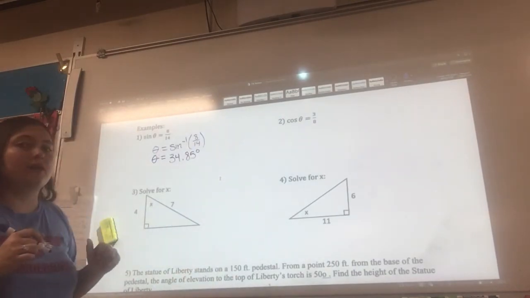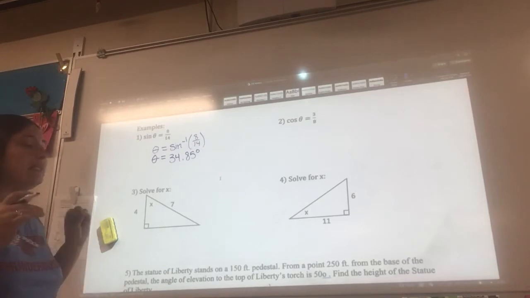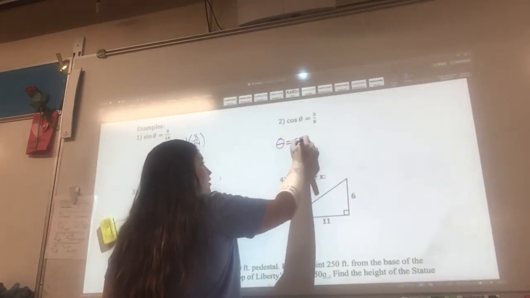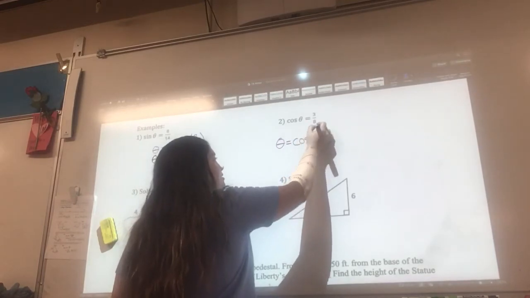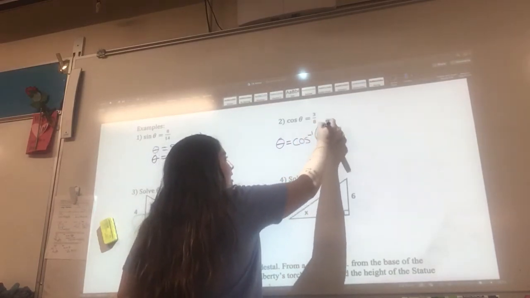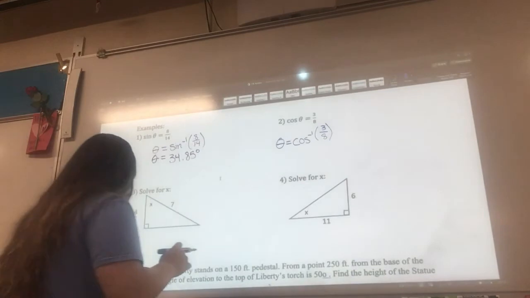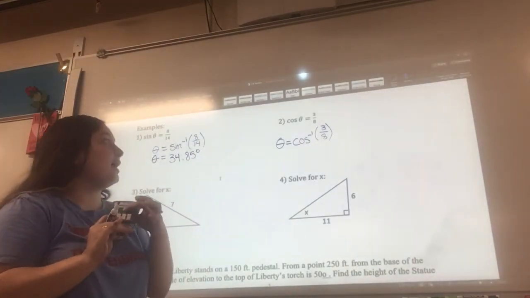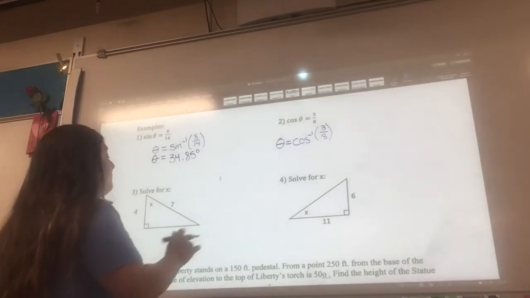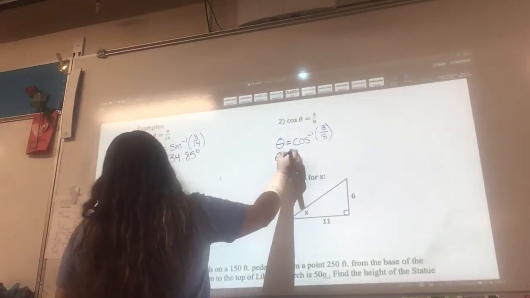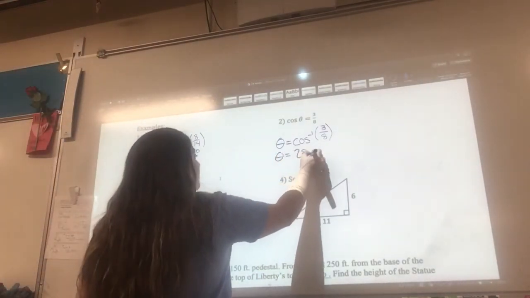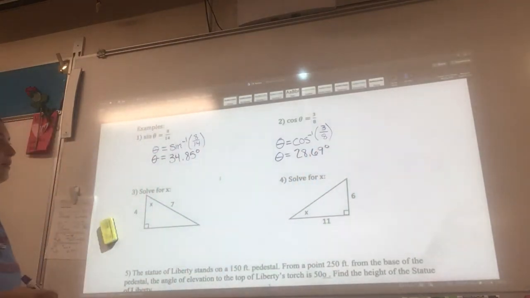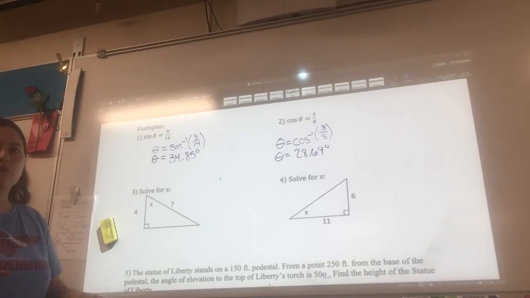Looking for the degree of cosine theta equals 3/8. Same thing. We say theta has to equal cosine inverse of 3 over 8, which means you press the second button, cosine, and you put 3 divided by 8, and you're going to see theta equals 28.69 degrees. Okay? It's the only difference for inverses.